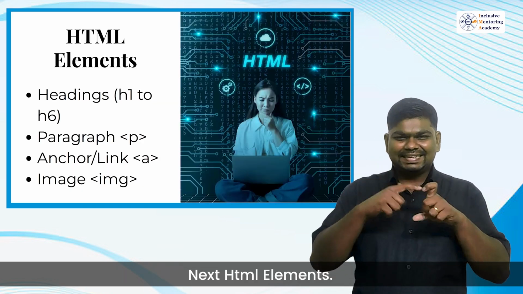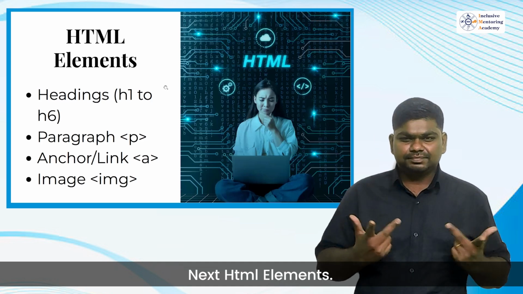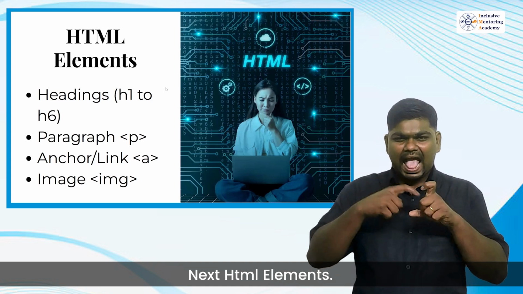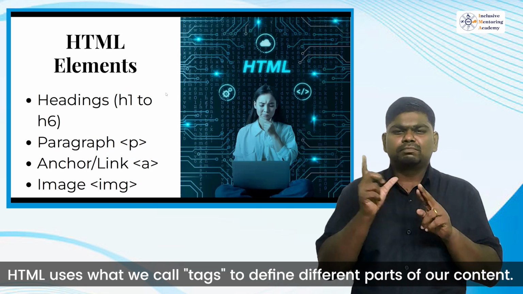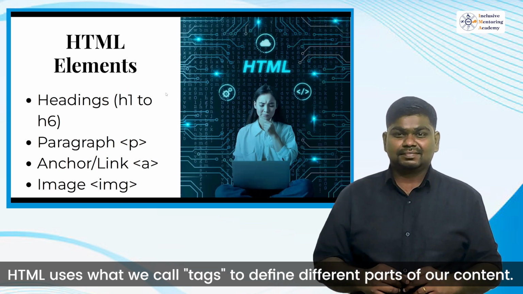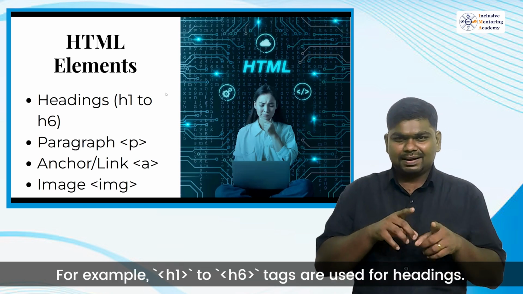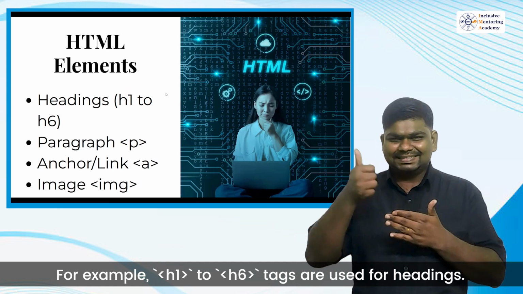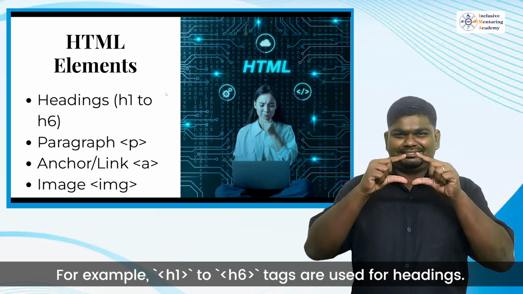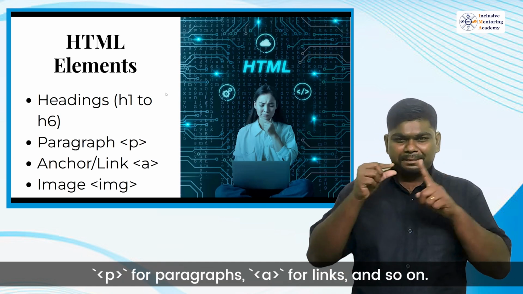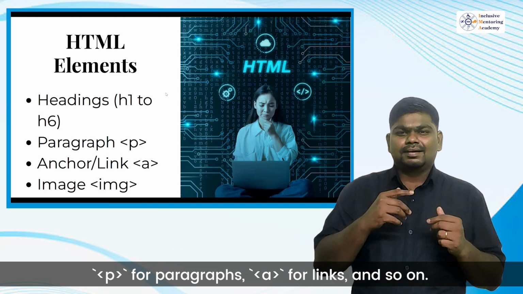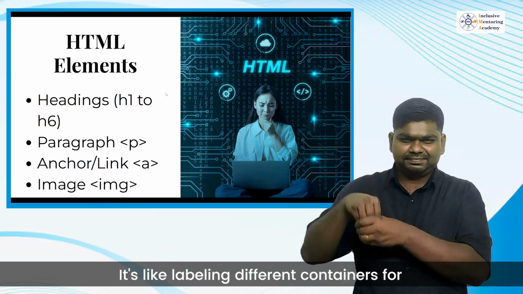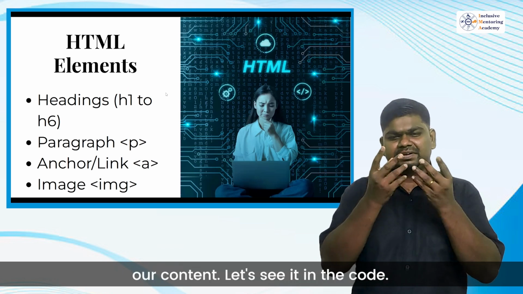Next, HTML elements. HTML uses what we call tags to define different parts of our content. For example, H1 to H6 tags are used for headings, P tag for paragraphs, A tag for links, and so on. It's like labeling different containers for our content.